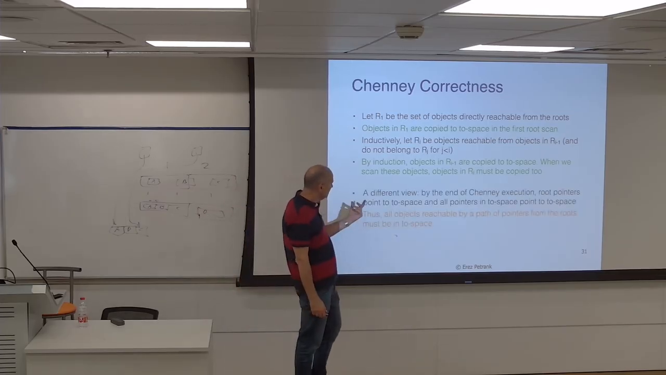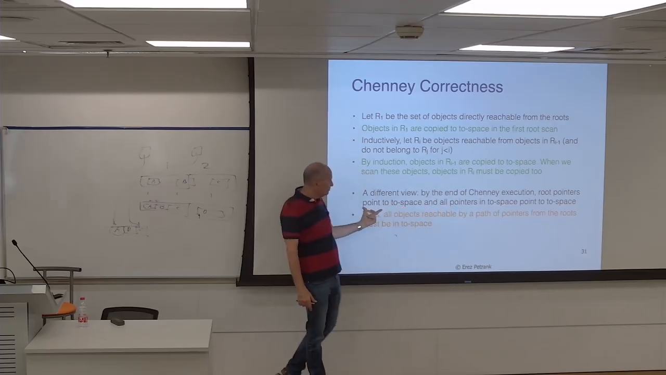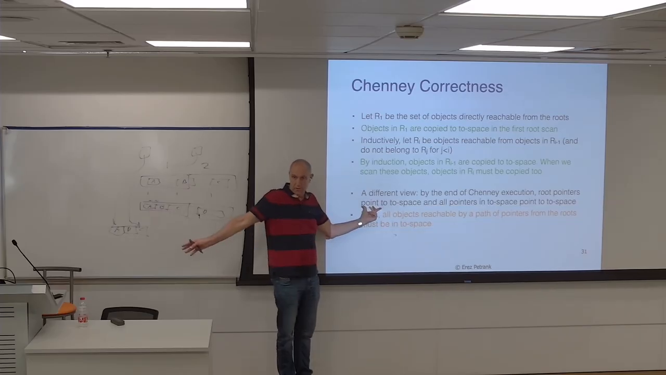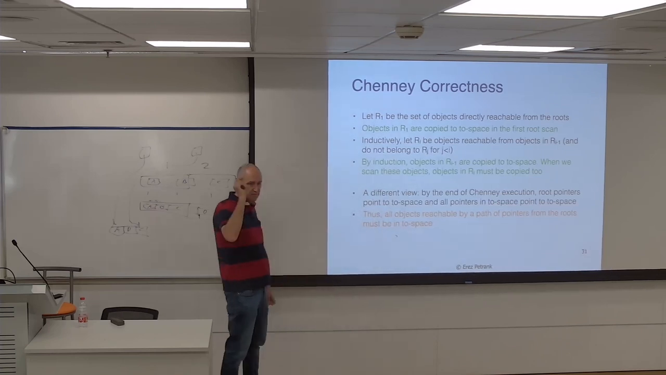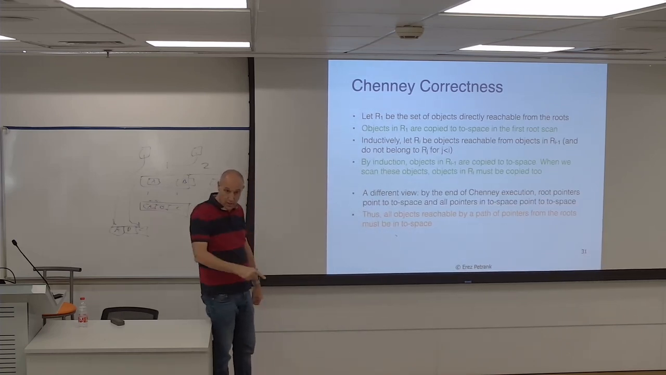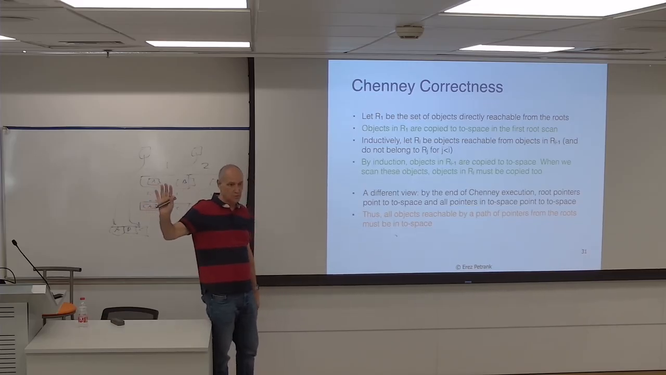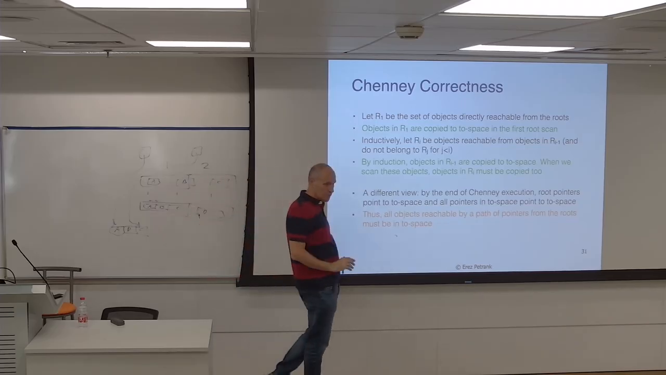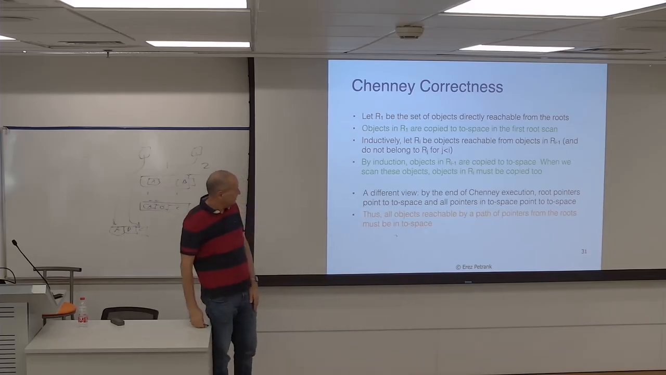But you can also look at a different view. By the end, we know that root pointers point to two space and all the pointers in two space point to two space. So any path that I take from a root through the heap into another object will be in two space. So everything reachable from the roots is in two space. This is a direct way of saying that.